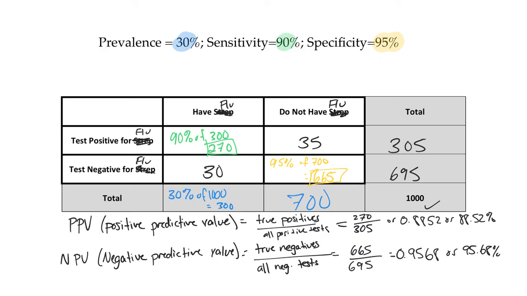And just to give you an idea of what these numbers represent, the positive predictive value is kind of saying if you have a positive result, there's an 88.52% chance that that result was a true positive. And then if you have a negative result, there is a 95.68% chance that that was a true negative result, that you got the negative result and you actually do not have, in this case, the flu.